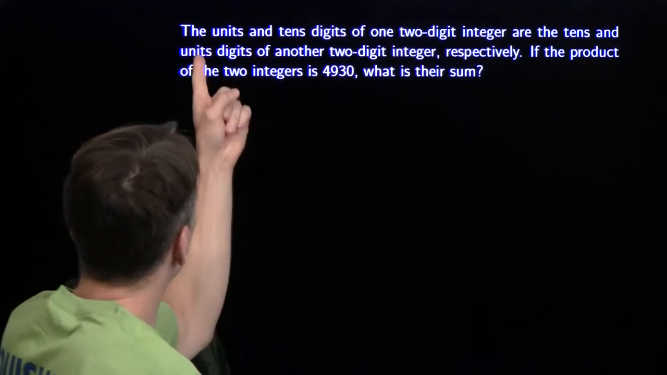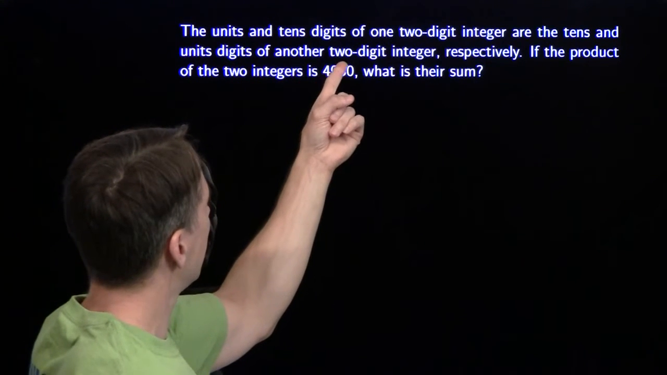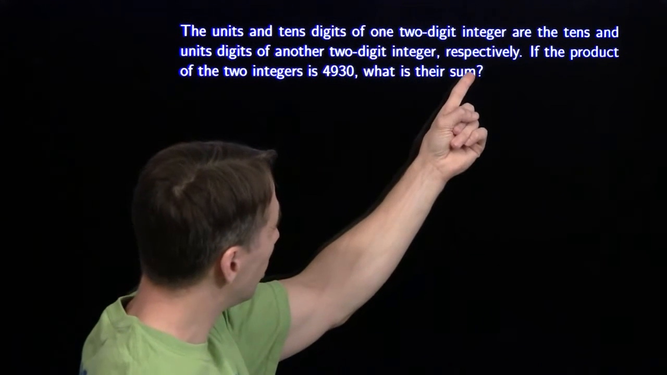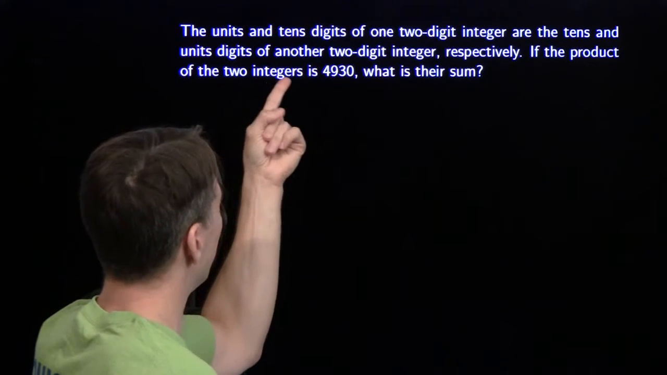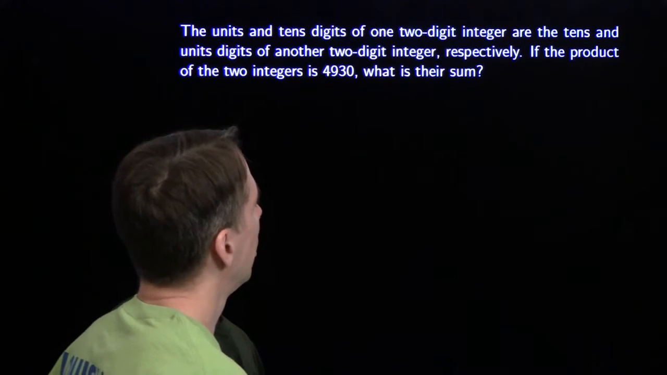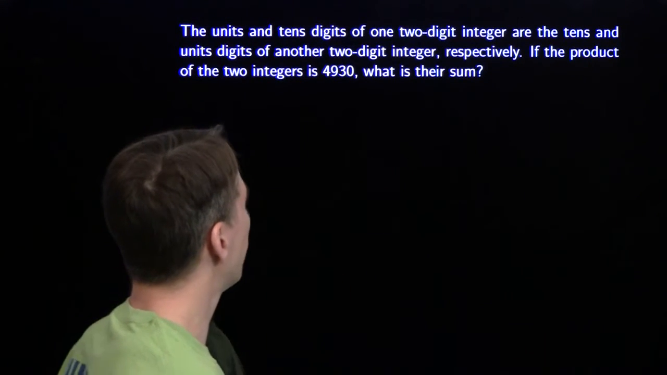All right, here we go. The units and the tens digits of one 2-digit integer are the tens and the units digit of another 2-digit integer. And the product of the two integers is 4930.